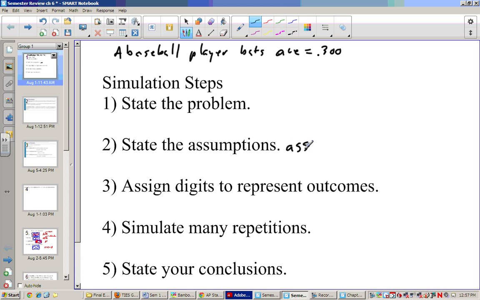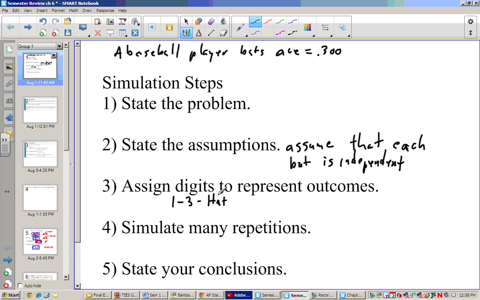If we're going to do this many times, we want to assume that each bat is independent. Then we want to assign digits to represent the outcomes. So if it happens 3% of the time, we can say numbers 1 through 3 represent he gets a hit, while numbers 4 through 10 represent he gets out. Now, we want to simulate this many repetitions.